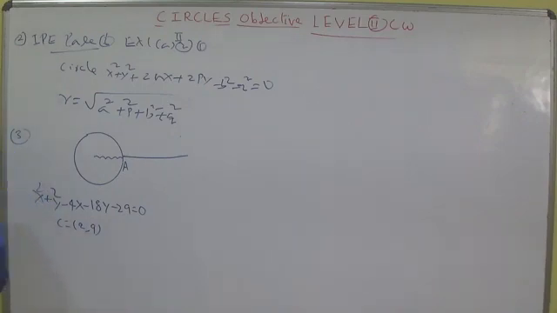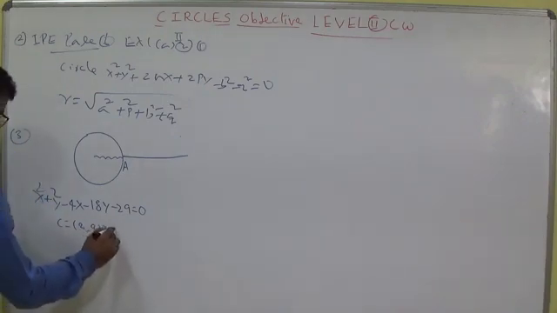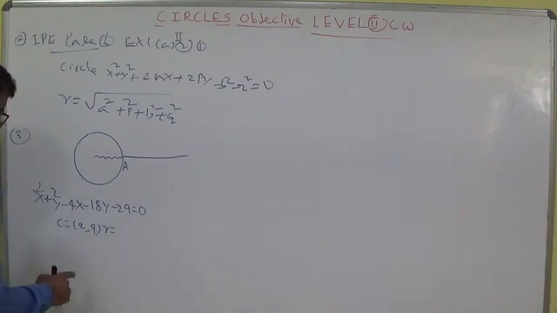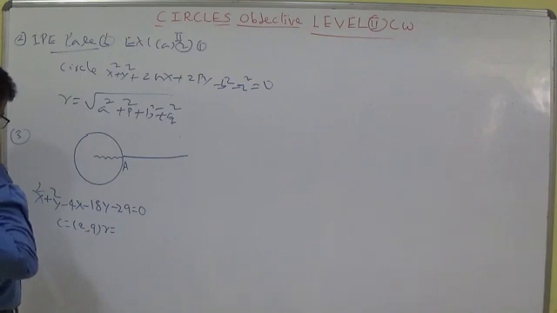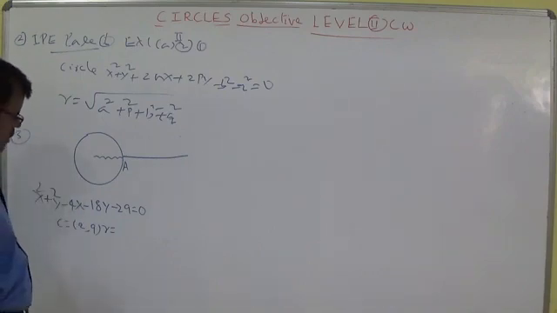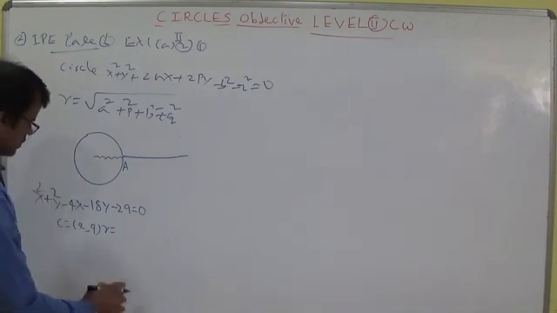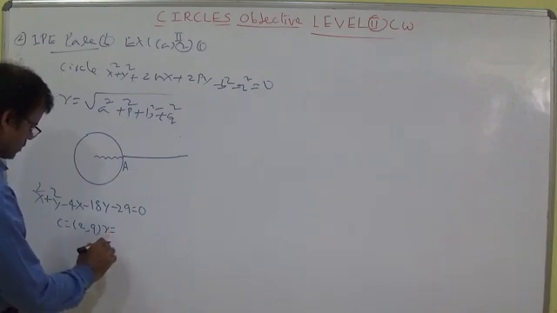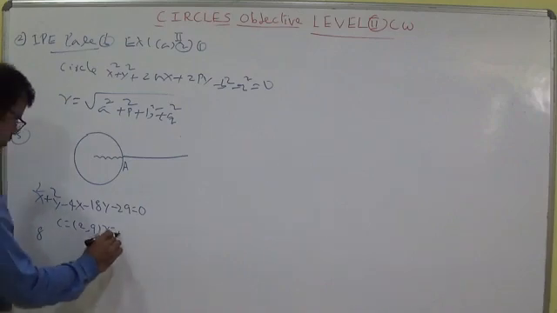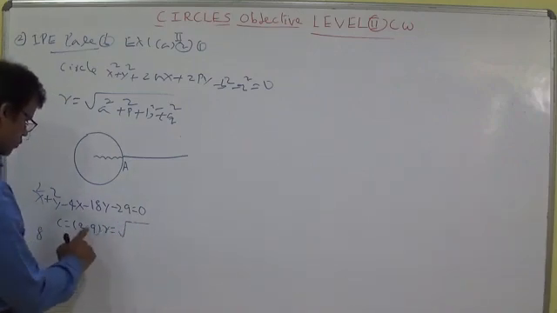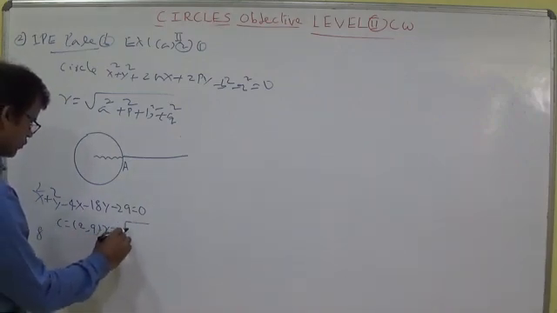Radius is root of g square plus f square minus c: 4 plus 81 is 85, 85 plus 29 is 114. So it is simply 114, no wait, 4 plus 81 is 85, plus 29, the radius squared is 124.